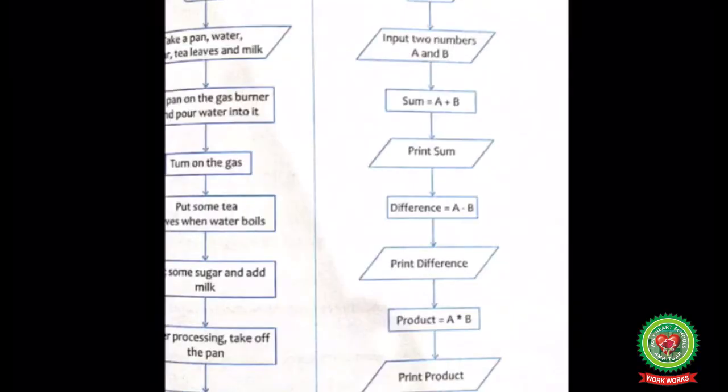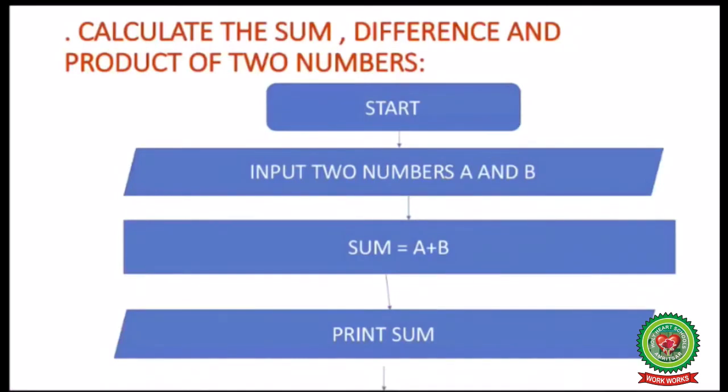Now look at your book, page number 47. There is an example of a flowchart, example 2. Calculate the sum, difference and product of two numbers. Now we will discuss this flowchart. Let's discuss: calculate the sum, difference and product of two numbers.